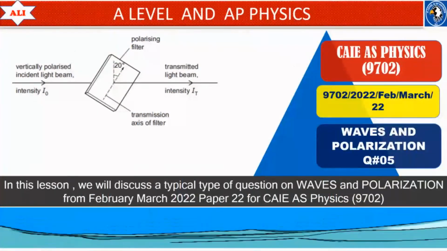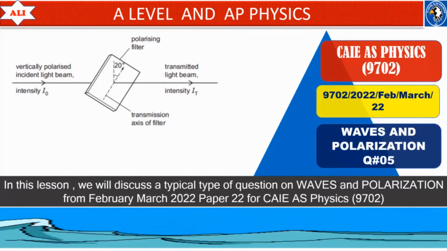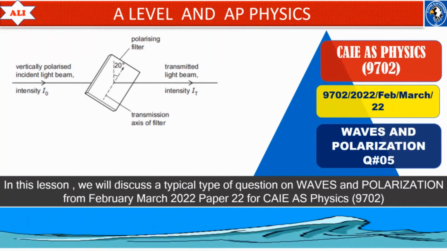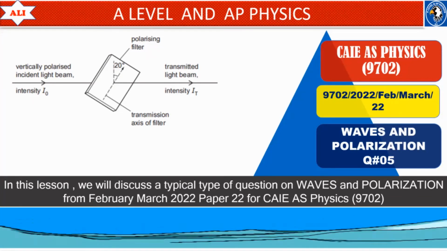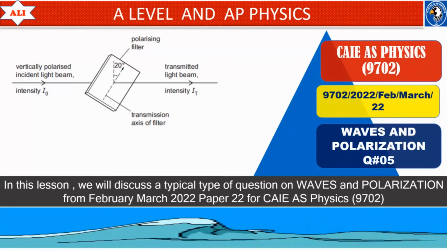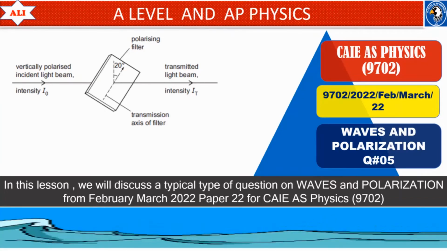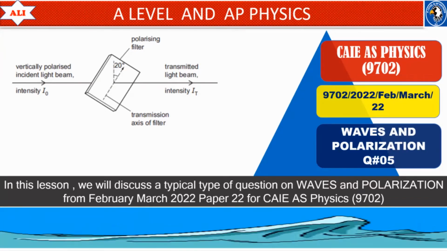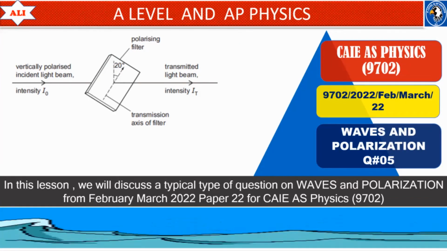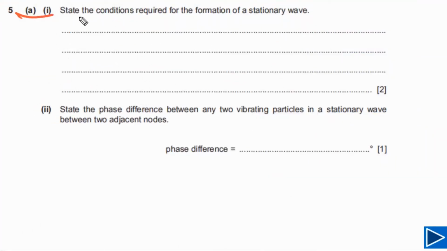Welcome to A-Level and AP Physics. In today's lesson, we will talk about stationary waves and polarization by solving past paper question from March 2022, Paper 2, Variant 2. In this class, we will discuss some important concepts about waves and polarization. For part A1, we need to state the conditions required for the formation of a stationary wave.